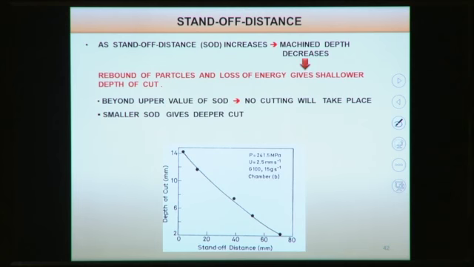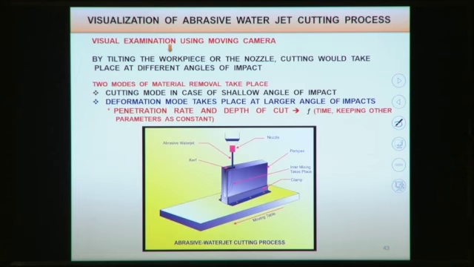Okay, stand-off distance is also an important parameter. With increasing stand-off distance, you can see your depth of cut decreases. A higher material removal rate and higher depth of cut can be observed with a lower stand-off distance. As the stand-off distance increases, machined depth decreases because of rebounding of the particles. Rebounding of the particles or loss of energy gives a shallower depth of cut. Beyond the optimum value of the stand-off distance or nozzle tip distance, no cutting will take place, and a smaller stand-off distance gives a deeper depth of cut.